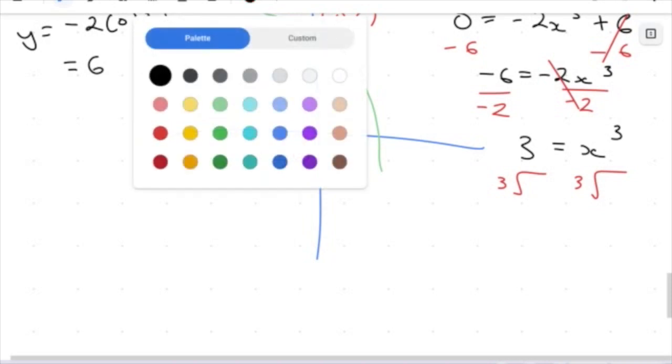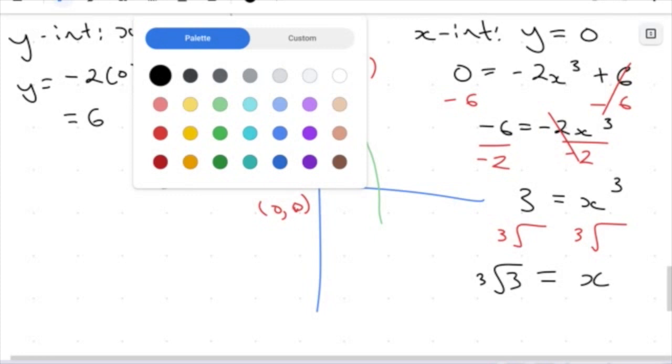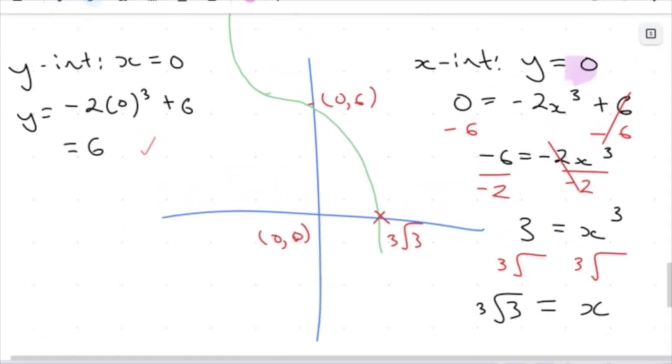So on the right hand side, I'm left with x. On the left hand side, this is going to be an irrational number, so I'm just going to leave this as the cube root of 3. And this cube root of 3 is my x-intercept, because I'm finding a value of x when y equals 0. That's always going to be my x-intercept, in the same way that the y-intercept is always given to us when x equals 0.